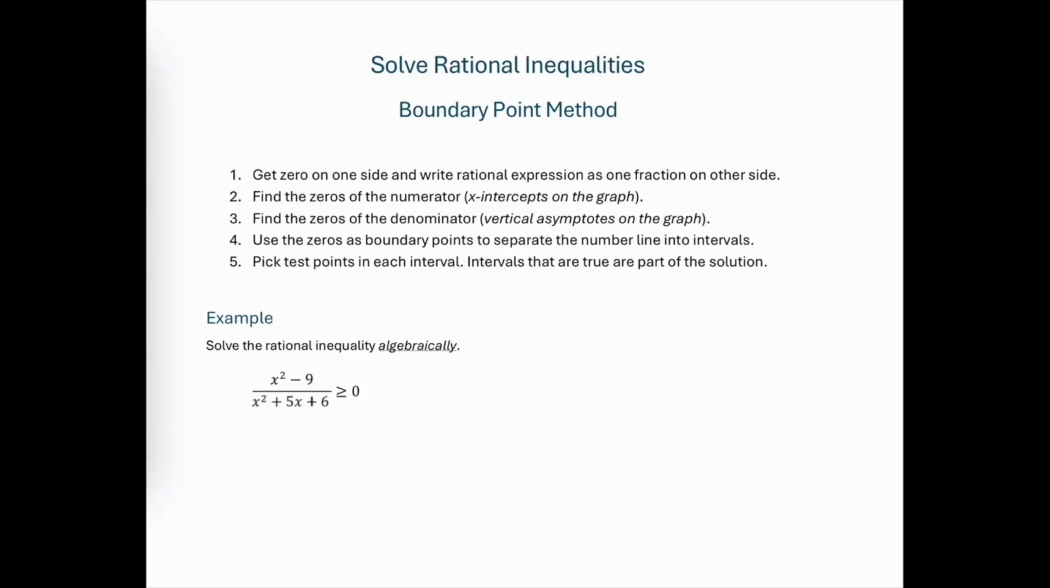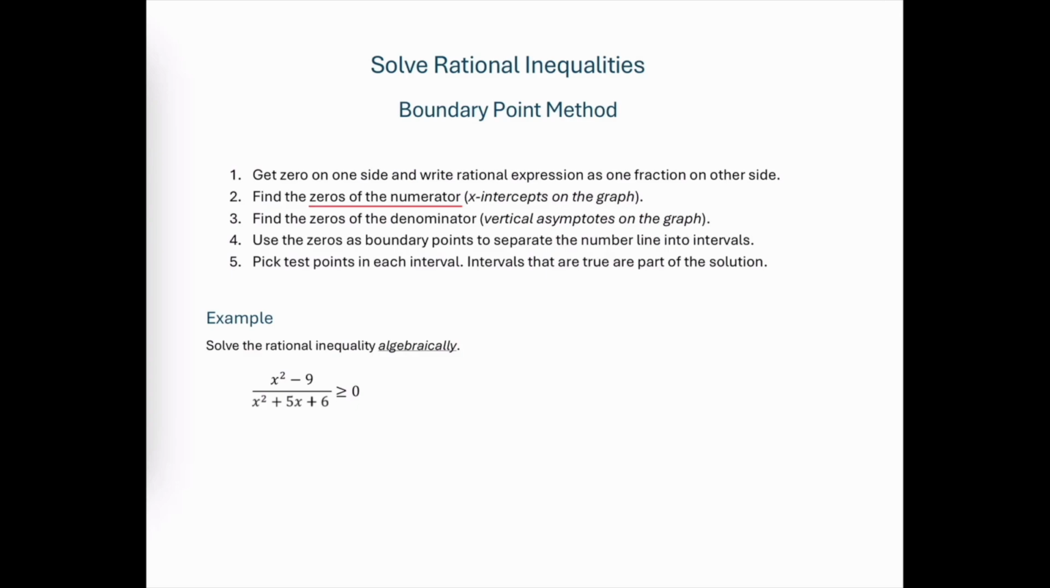Solve the rational inequality algebraically. In this video, we're going to be using the boundary point method. In the boundary point method, the first thing that we want to do is make sure that we have 0 on one side of the inequality and a single put together rational expression on the other side.